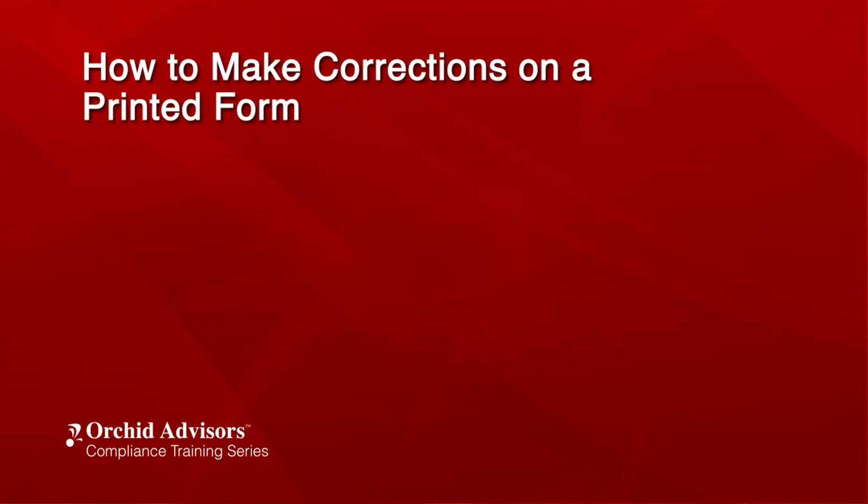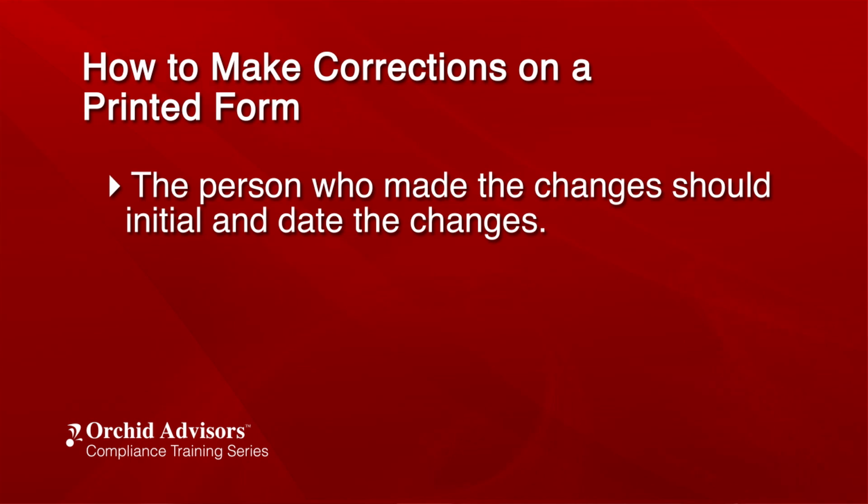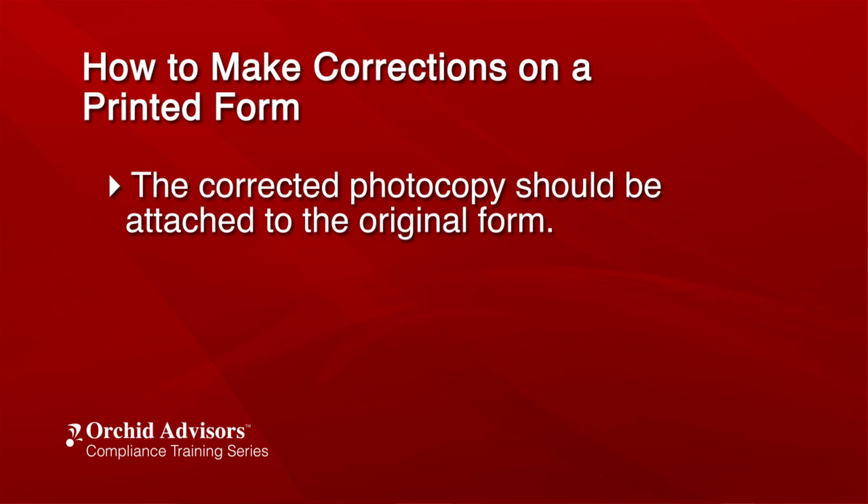Corrections may be made to the E-form, but the method depends on whether or not the firearm transfer has taken place. If the error was noted prior to transfer, you should mark through the error on the printed form, enter the corrected information, and initial and date each correction. If the error was noted after the transfer occurred, you should photocopy the inaccurate form and make the necessary additions or revisions to the photocopy. The seller should change only sections B and D, the buyer sections A and C, as applicable. The person who made the changes should initial and date the changes. The corrected photocopy should be attached to the original form.